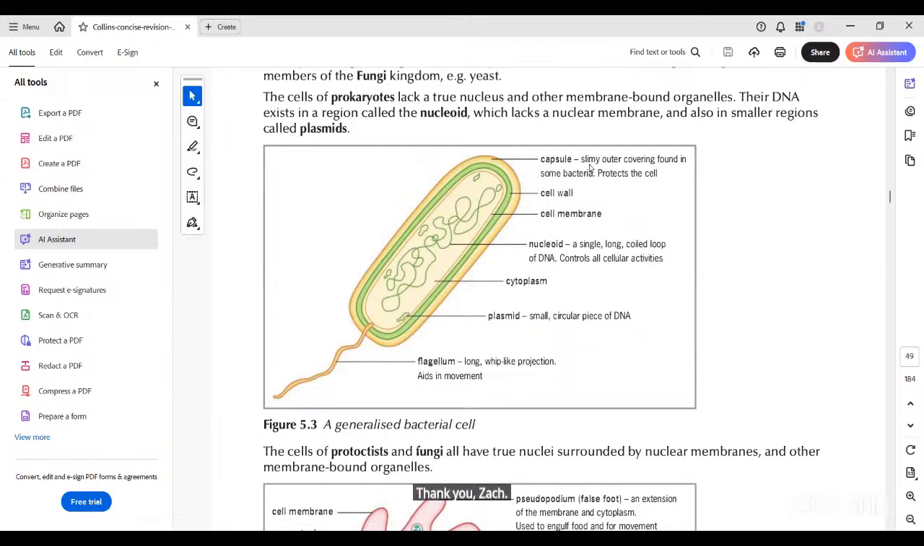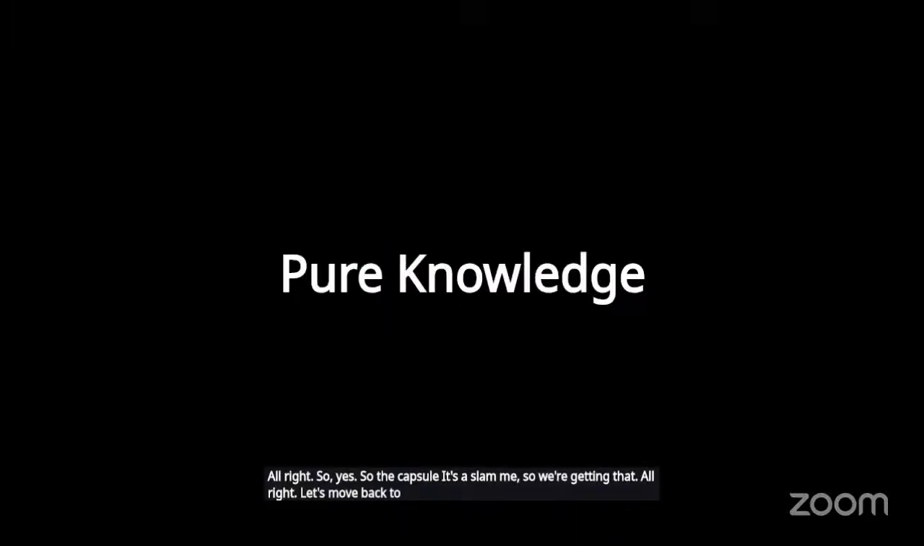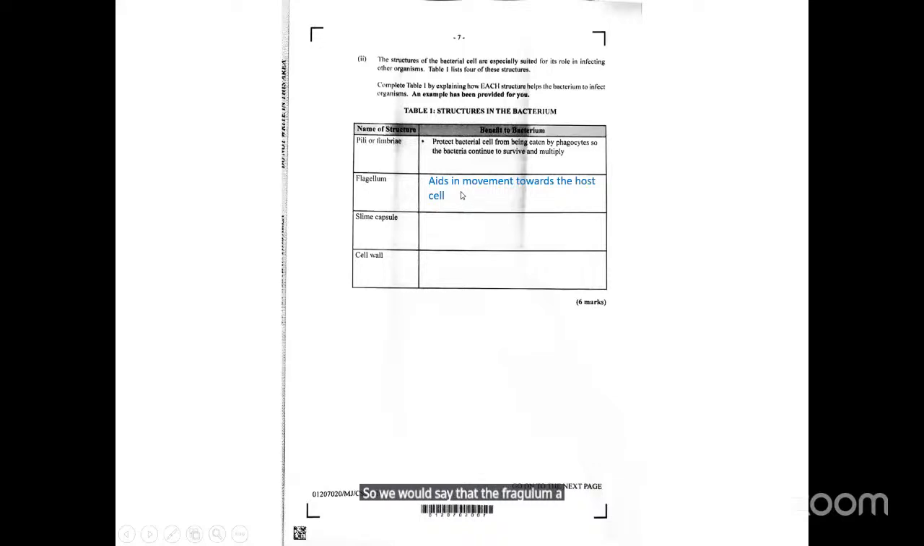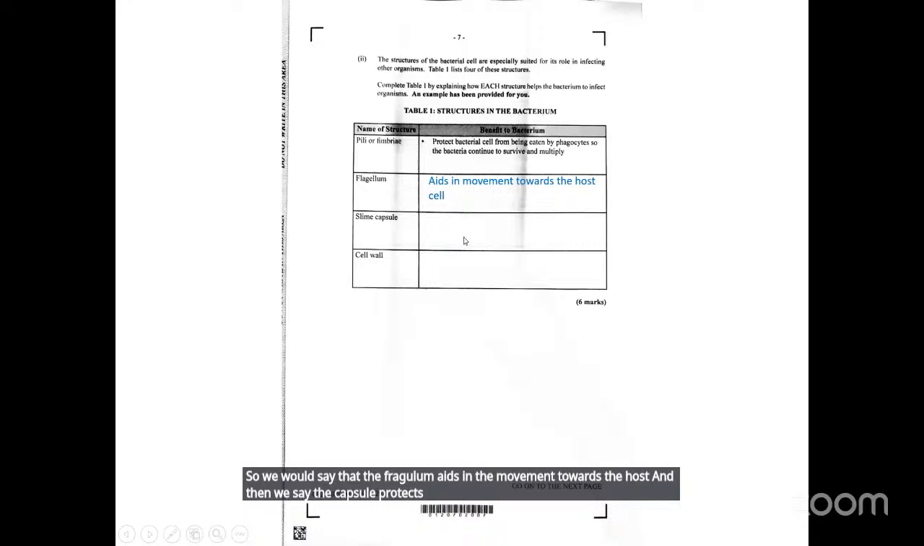So the capsule is slimy, so we get that. All right. Let's move back to the question. So we will say that the flagellum aids in the movement towards the host, and then we say the capsule protects the cell from chemicals, allowing the cell to stick to the host cell.